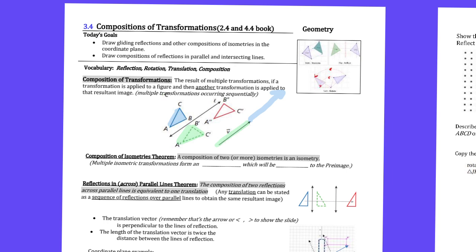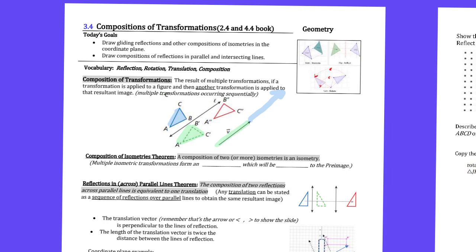So the pre-image doesn't have any prime. Your first transformation has one prime. Your second image is going to have a double prime. So you can do as many transformations as you like. And if you do isometric transformations like translations, reflections, and rotations, your resultant images will be congruent. And you just mark them with those primes.